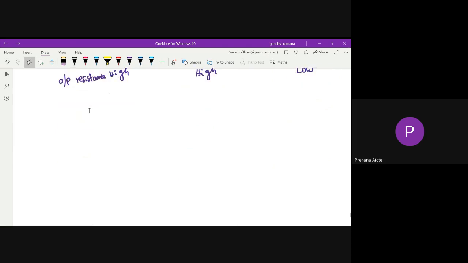So come to the current gain. What is current gain? Current gain is output current to input current. It will be denoted as AI. So alpha is equal to IC by IE. In DC it is IC by IE, in AC it is change in collector current to change in emitter current.